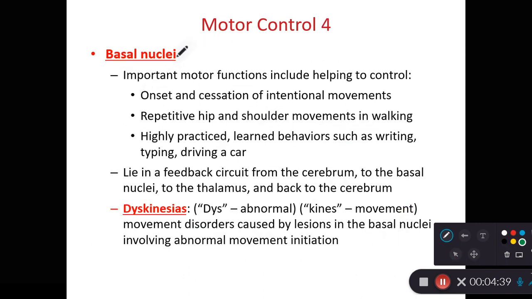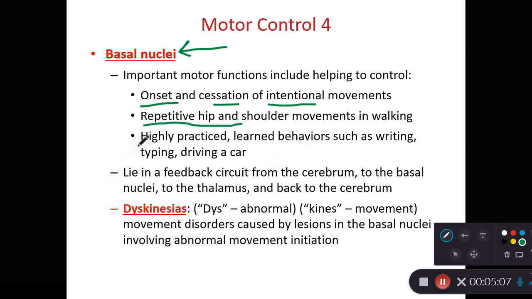As we look at the basal nuclei, it helps to control the onset, the beginning and ending of intentional movements. So if we want to start moving, if we want to stop moving, this is what the basal nuclei is for. If we have repetitive movements, the basal nuclei can help us to modulate those repetitive movements.